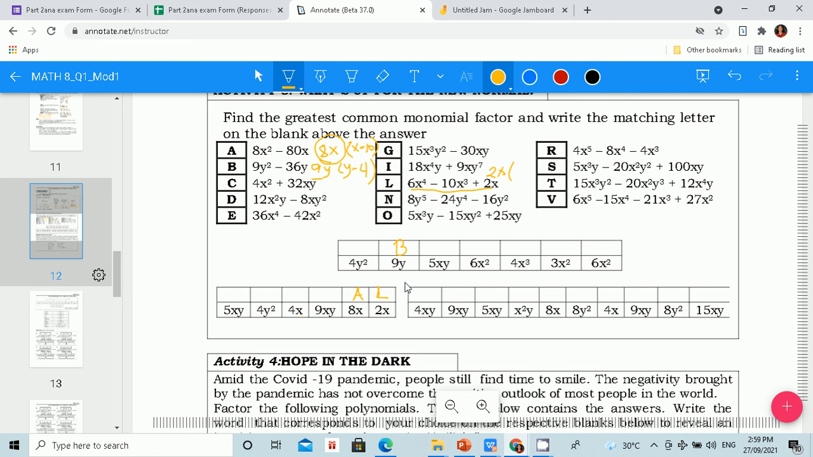Okay, that's it class. You just get the common monomial factor, CMF. Then you write the letter. So that's how you do it.